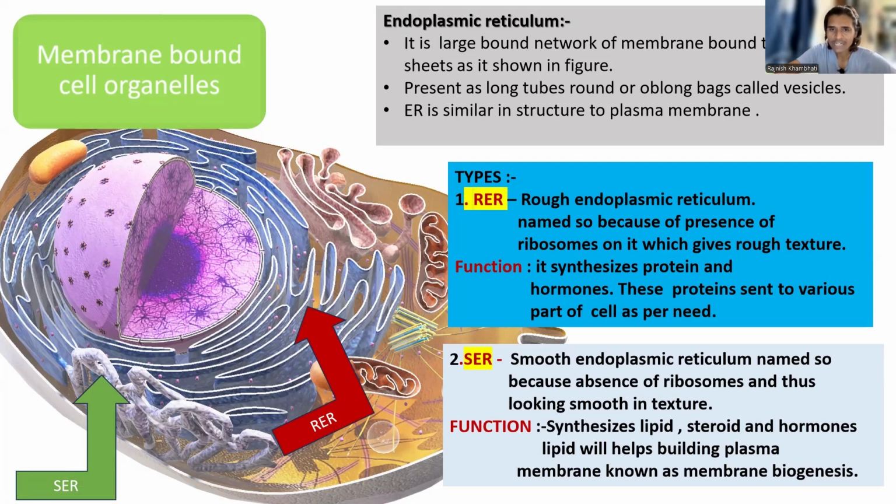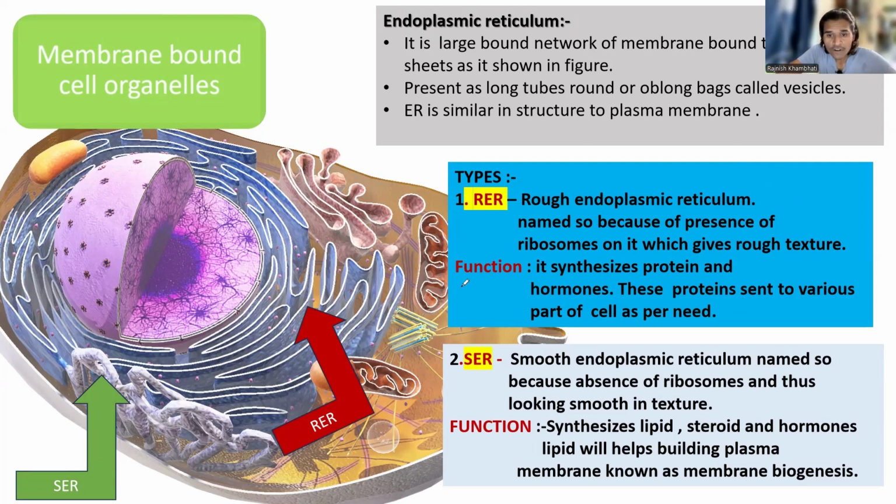ER, endoplasmic reticulum. Number one is called RER, rough endoplasmic reticulum. It is named rough because of the presence of ribosomes on its surface. Many ribosomes are present on its surface, so it looks rough under the microscope. You can see in this image this pink structure. These pink structures are ribosomes. Because of the presence of ribosomes, it looks rough, and so the name rough endoplasmic reticulum is given.